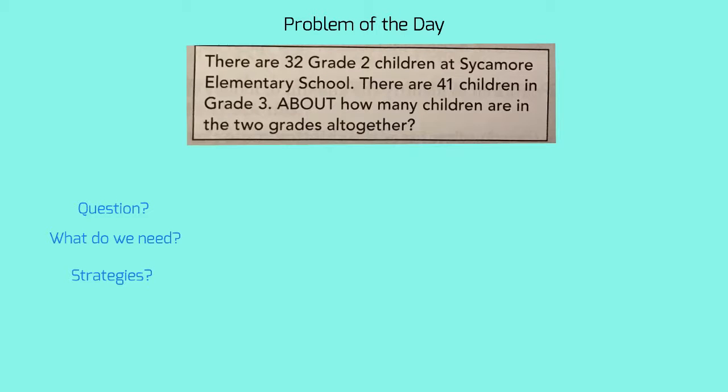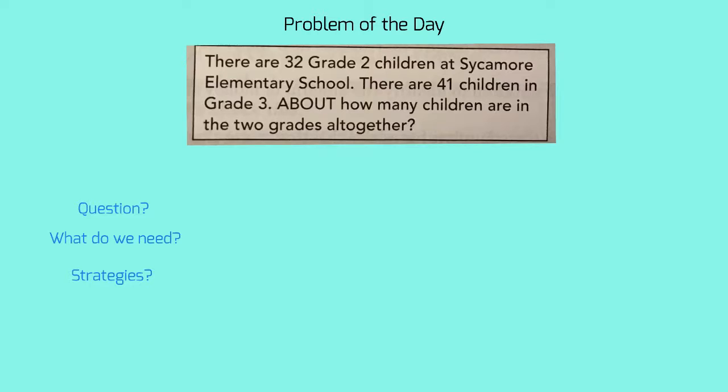Okay, this is our problem of the day. There are 32 grade 2 children at Sycamore Elementary School. There are 41 children in grade 3. About how many children are in the two grades together?